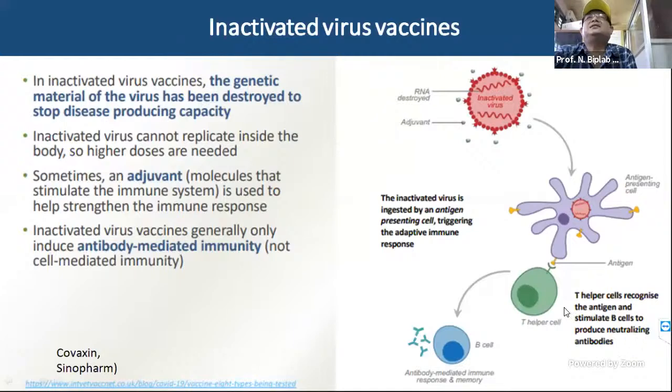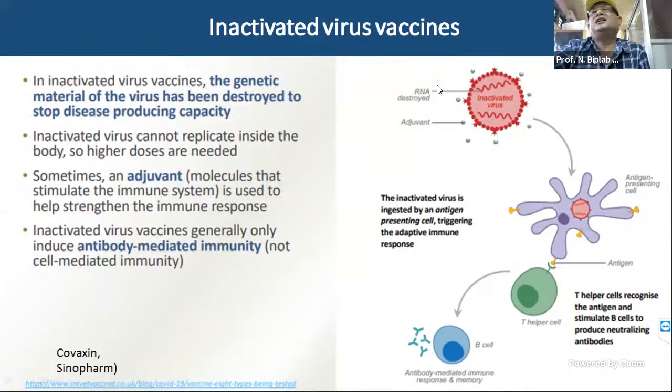Now, how about the inactivated virus vaccine? In the inactivated virus vaccine, the genetic material of the virus has been destroyed to stop the disease-producing capacity. Inactivated virus cannot replicate inside the body, so higher doses are needed. Sometimes an adjuvant molecule that stimulates the immune system is used to help strengthen the immune response. Inactivated virus vaccine generally only induces antibody-mediated immunity, not cell-mediated immunity.